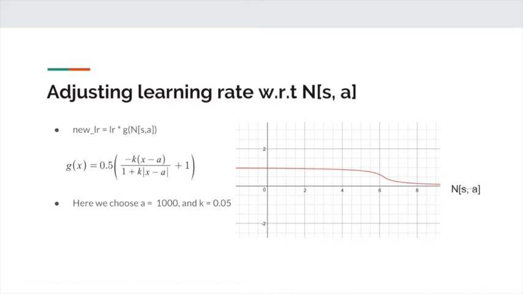Here, I chose a soft sine function to realize the idea of adjusting the learning rate with respect to n of SA. I was about to choose a reverse logistic function, however, the computation will become too large and it will cause overflow problem. I defined this new function as g of x and the new learning rate each episode will become the initial learning rate multiplied by g of n of SA.